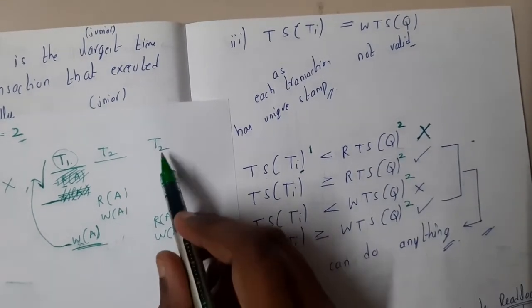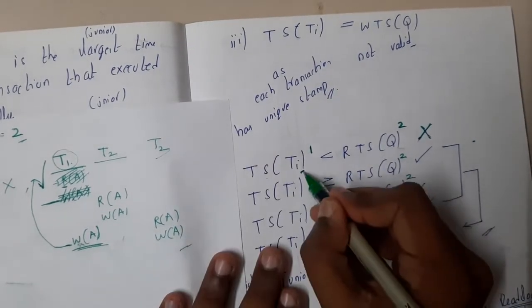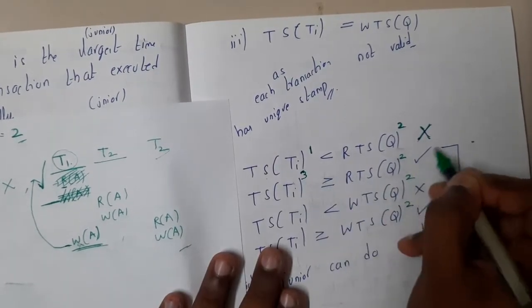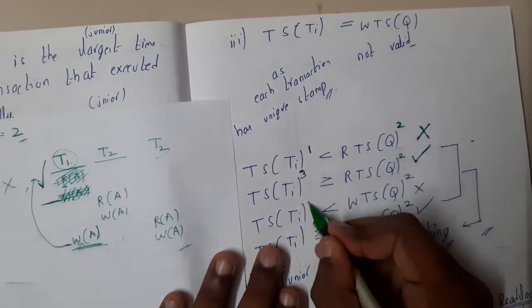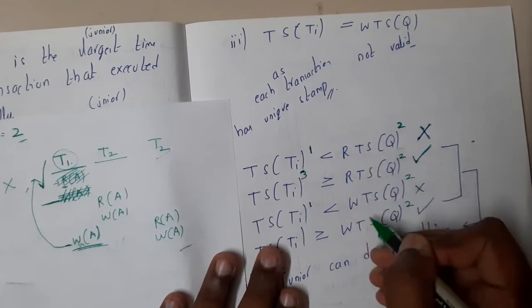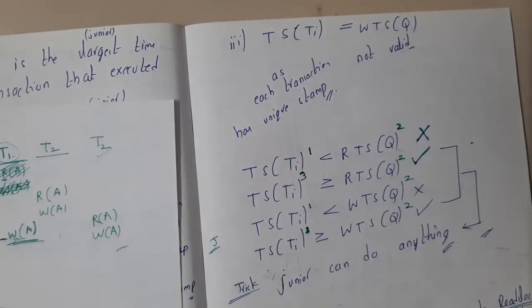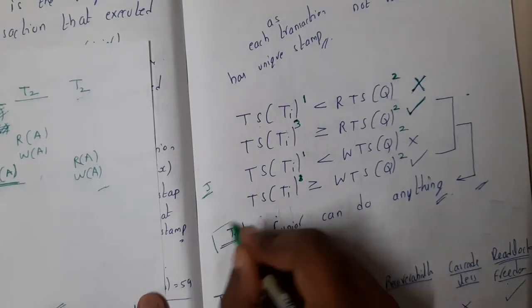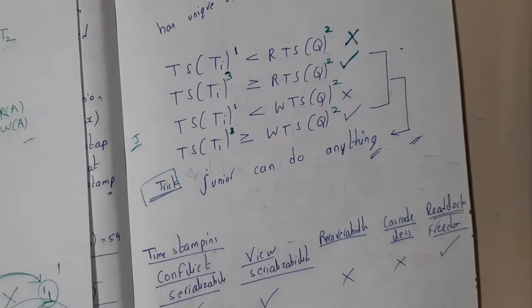Assume that a new T3 came and it wants to execute. Its timestamp is 3. So 3 is greater than or equal to this, so that is true, right? Similarly, for the next case also, you can take the same values. The only change is the read timestamp and write timestamp. Got it? So the only trick which I say here is junior can do anything, guys. He is having all the rights. You can assume it in that way.